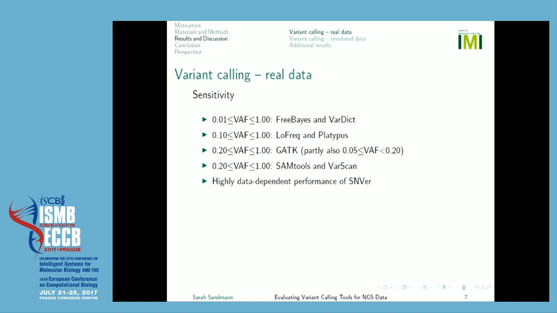For GATK, it was a bit difficult. It was really good at 20% or higher allelic frequencies, and only partly it worked for, well, 5 to 20%. However, SAMtools and VarScan, we would really not advise to use for the detection of variants below 20%, because we could see that, well, you could basically not see anything. It hardly calls any variant at these frequencies. SMVR was also a very difficult case because its performance was so highly data dependent that we could not define any secure threshold for its usage.